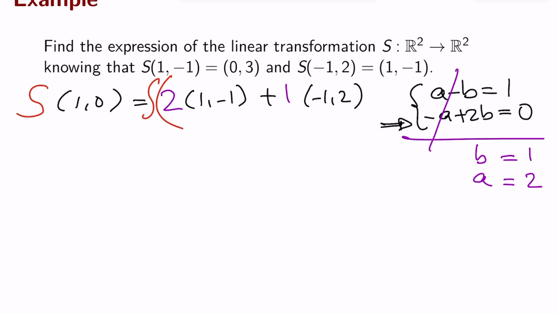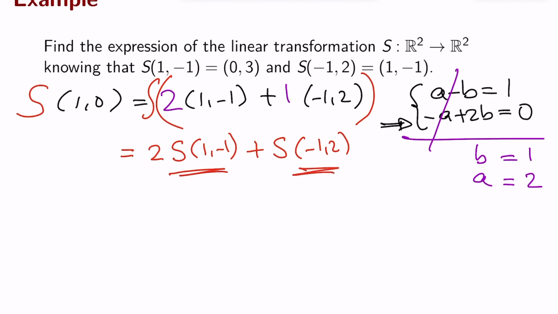So S on this. But now applying the properties of linear transformations, we know that this is 2 that gets out, S of (1, -1), plus 1 that gets out, S of (-1, 2). And these happen to be the ones that we have been given, right? So that's why now we can put how much they are. And then this is 2 times (0, 3), plus just (1, -1).